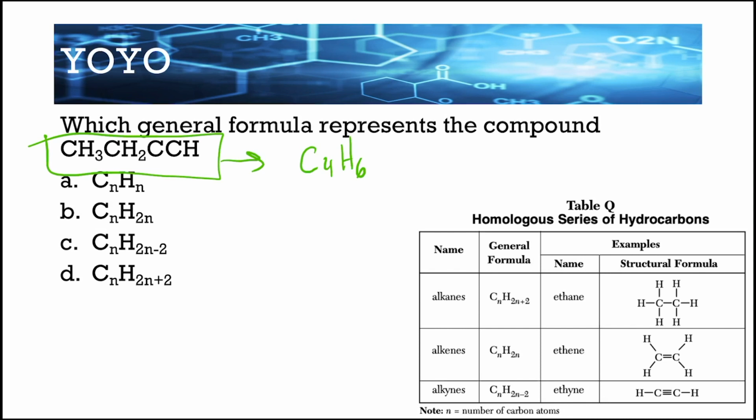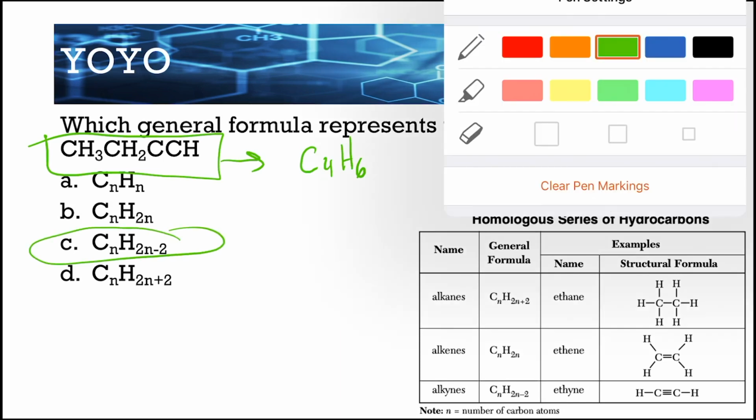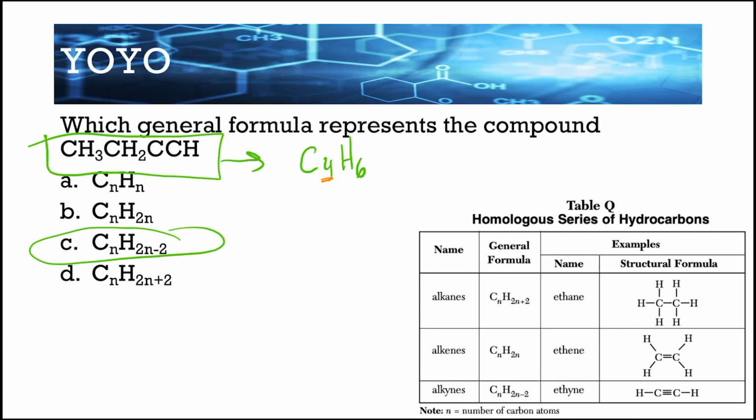And with that, you can look at, okay, now which formula does this fit into? And you'll see that it fits into C. So what that means, so 4 is the number of carbons. So if we plug in 4 for N, and then 2 times 4 is 8, minus 2 is 6. So that tells us it is an alkyne.